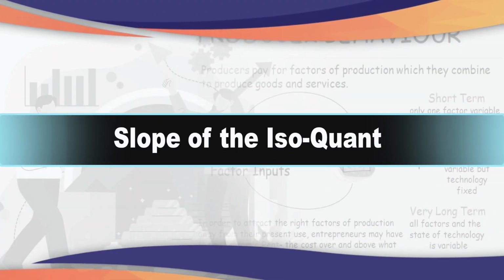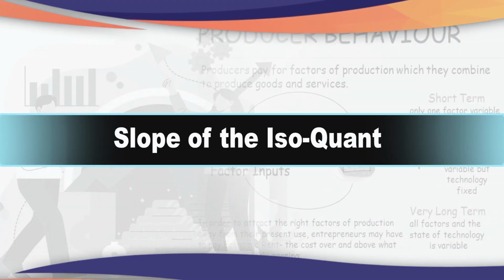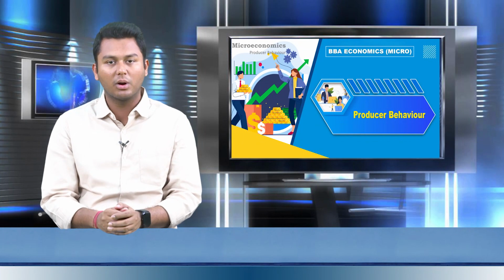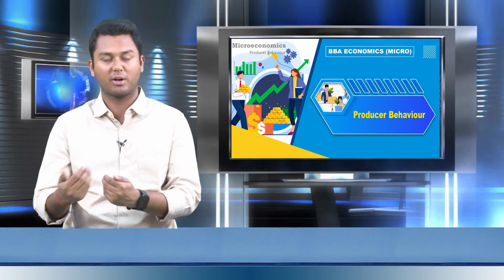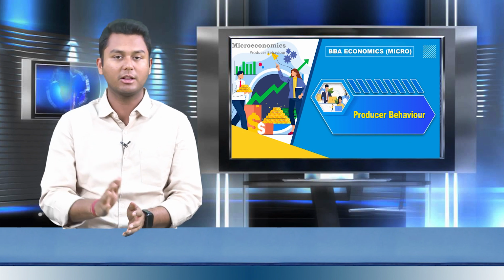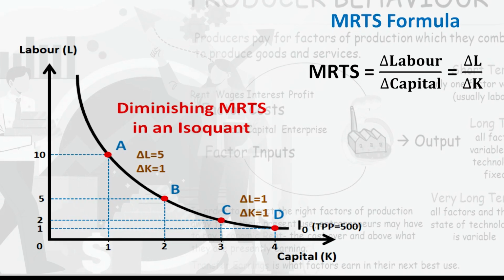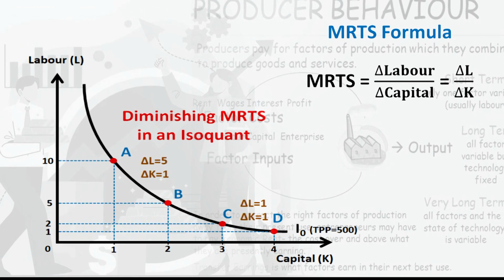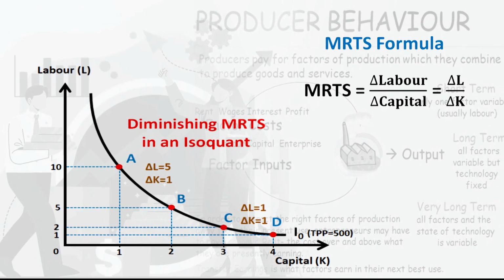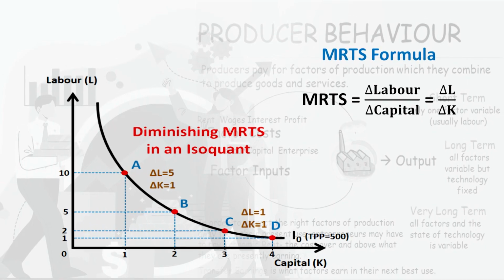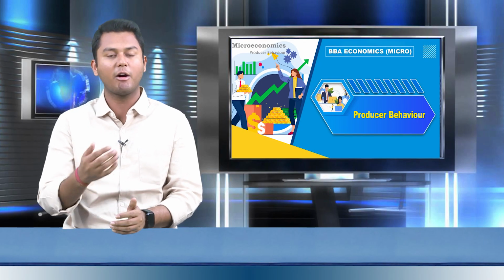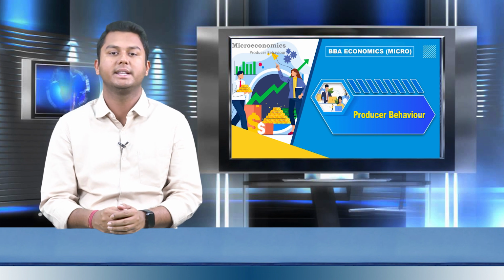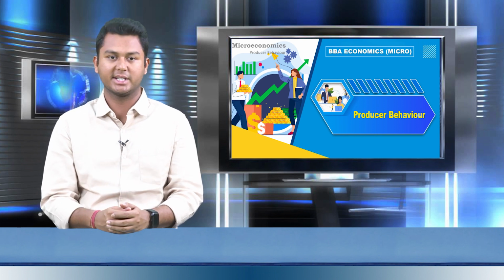Now let us talk about the slope of an isoquant. The slope of an isoquant represents the rate at which one input can be substituted for another while keeping the level of output constant. This slope is also referred to as the marginal rate of technical substitution, or MRTS in short form, and it plays a crucial role in understanding how firms adjust their input combinations to achieve efficient production.